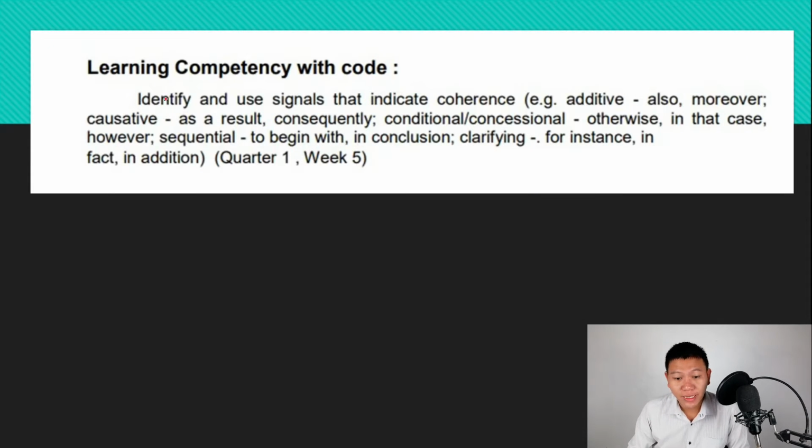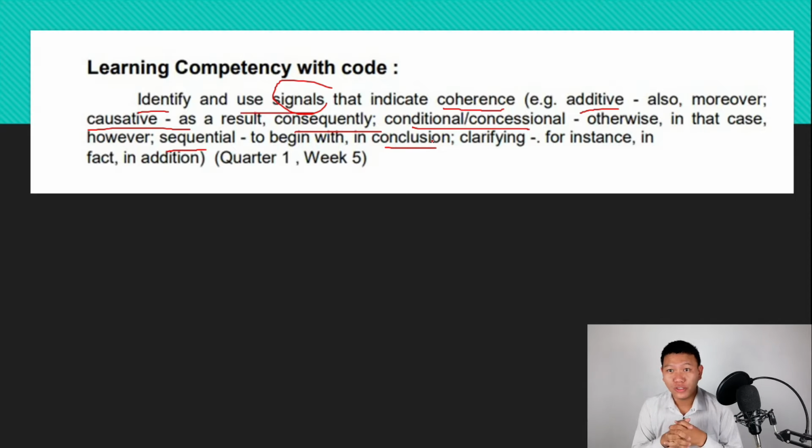For this week's lesson, our learning competency will be to identify and use signals that indicate coherence. For example, additive, causative, consequently. Another is conditional or concessional, sequential, conclusion, and so on. And there is actually a graph found in the module, in the lesson.